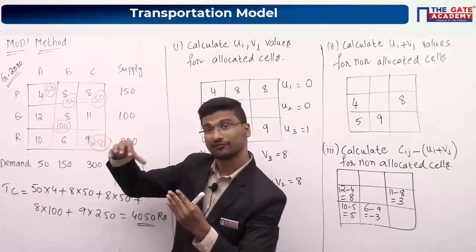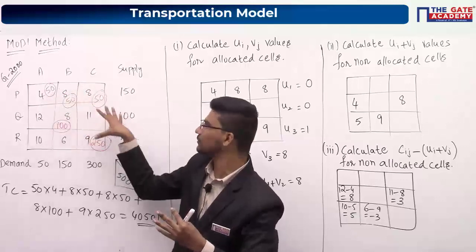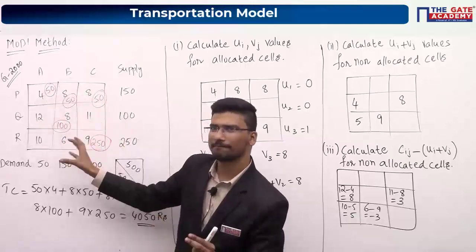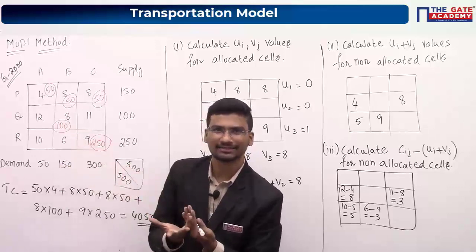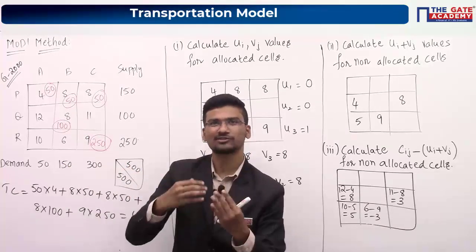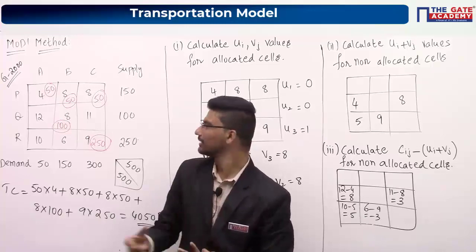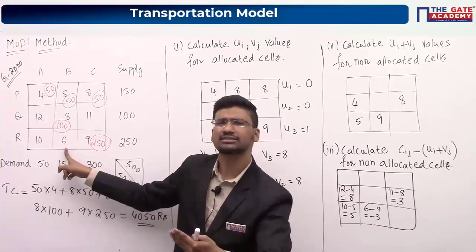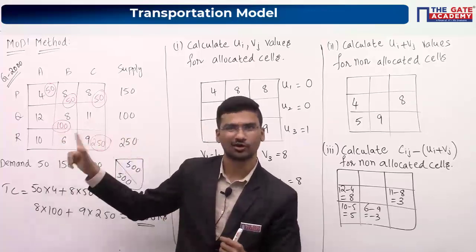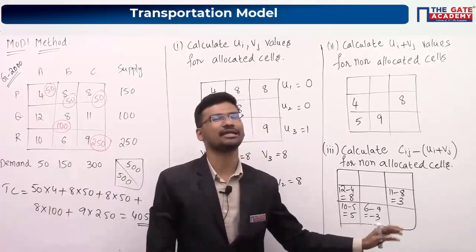So you can look into this matrix. In the whole matrix, this is your minimum cost. But in this minimum cost cell, we have not allocated anything. So you can reallocate some number of units and minimize your transportation cost. That's what this negative sign indicates.